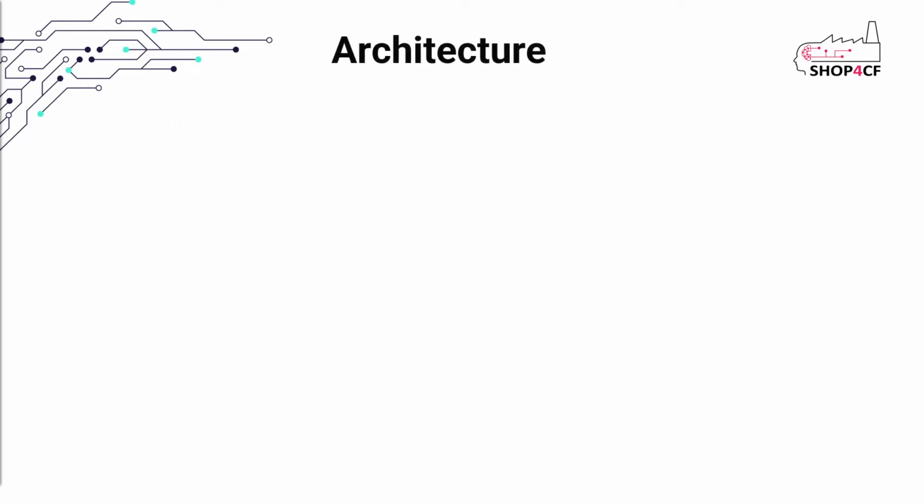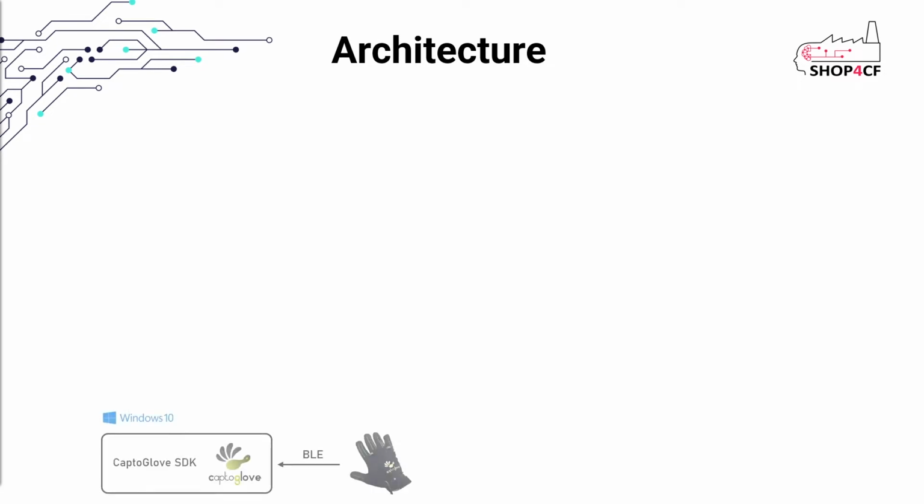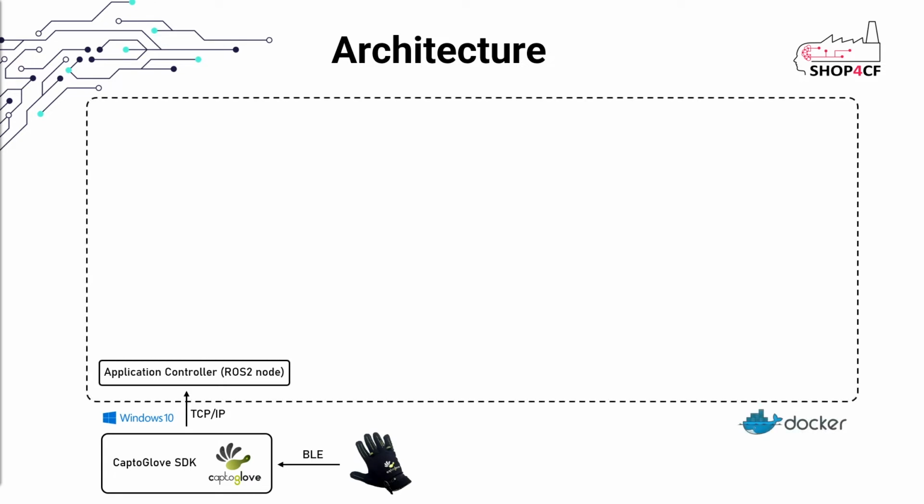Next, about the software architecture. The sensor glove is connected to a Windows 10 PC via Bluetooth, and sensor data is read with the Captograph SDK. The data is sent via a TCP/IP connection to the application controller, which, like all the other parts of the component, is deployed as Docker containers. The application controller talks with other containers with ROS2 as middleware.